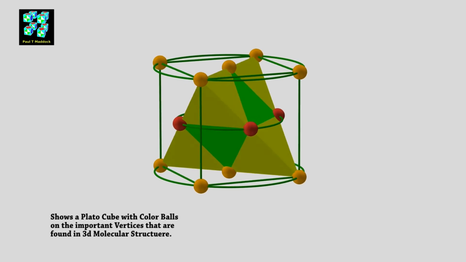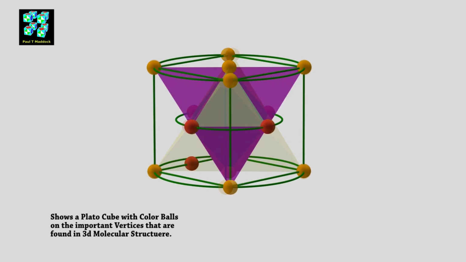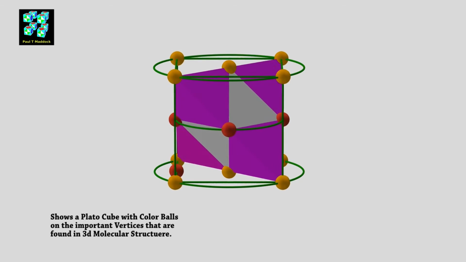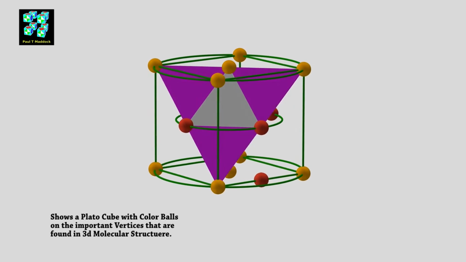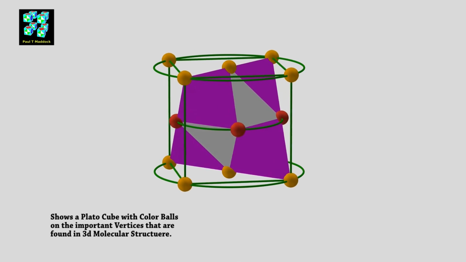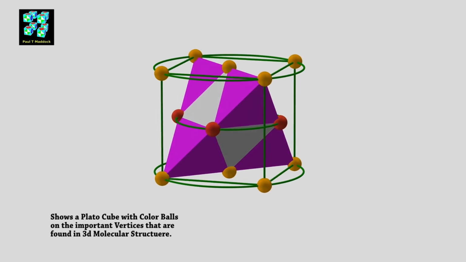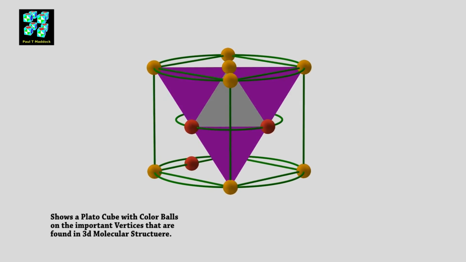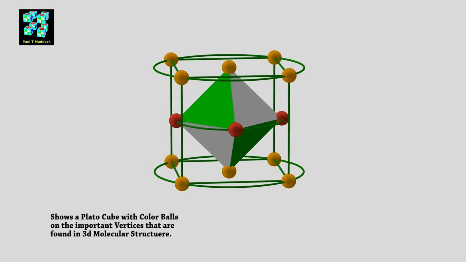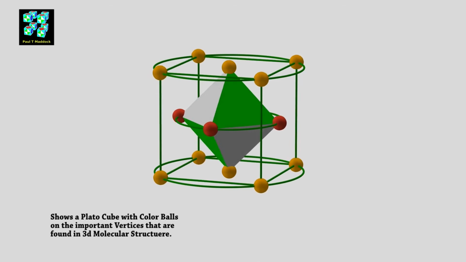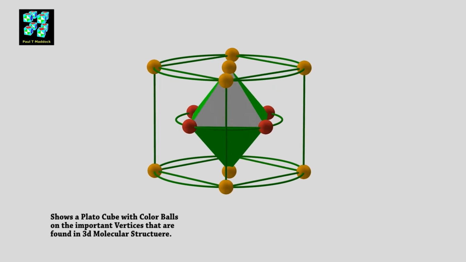Okay, let's take a look at the purple tetrahedron. And this one shows the white octahedron in the center. But actually it's a green and a white octahedron. Now if we take the purple colors away, you can see the green and white octahedron. Okay, that shows us the 3D geometry of the Plato cube.